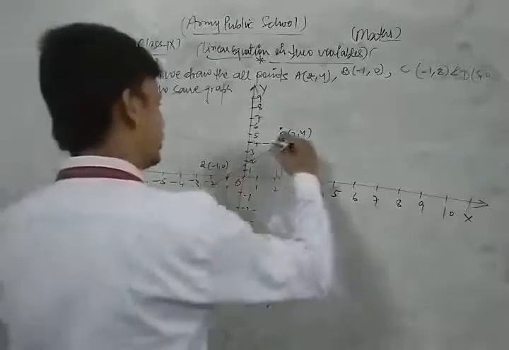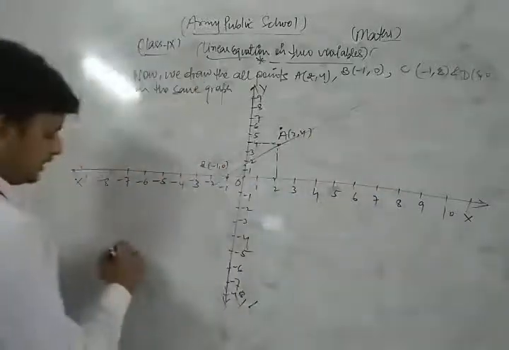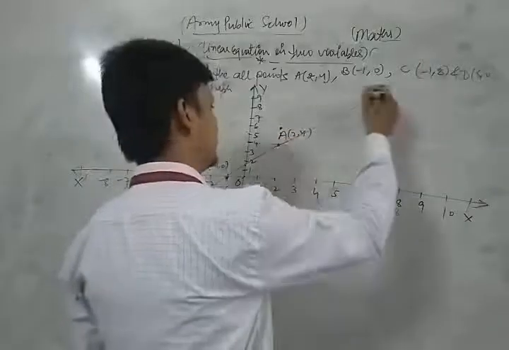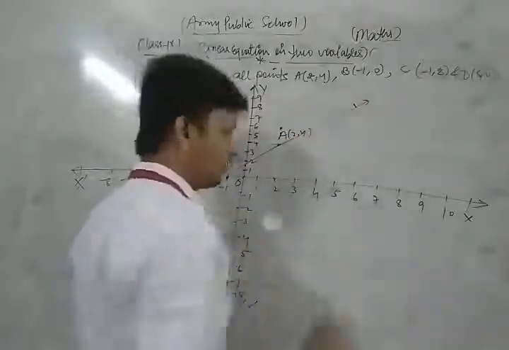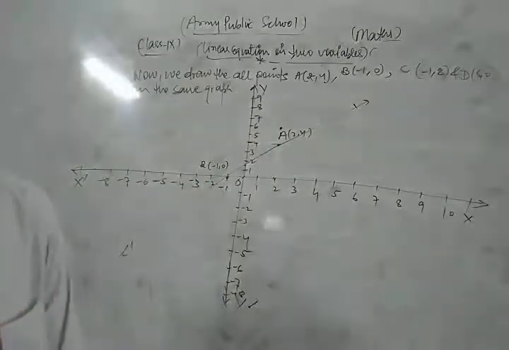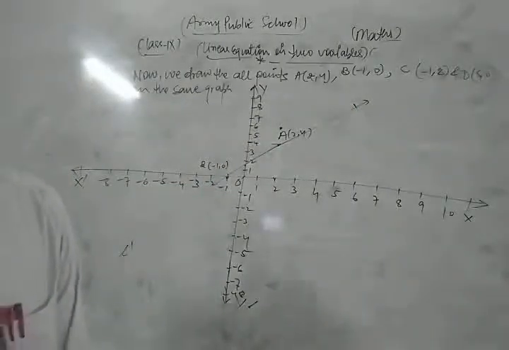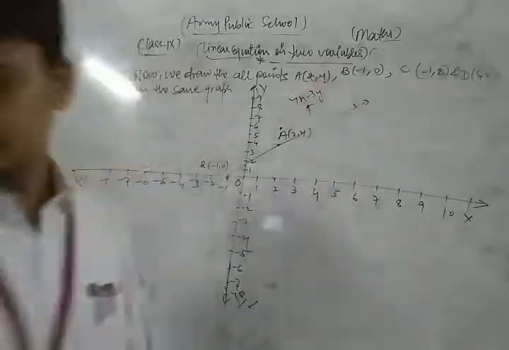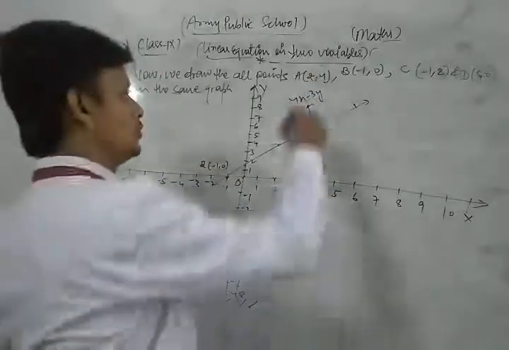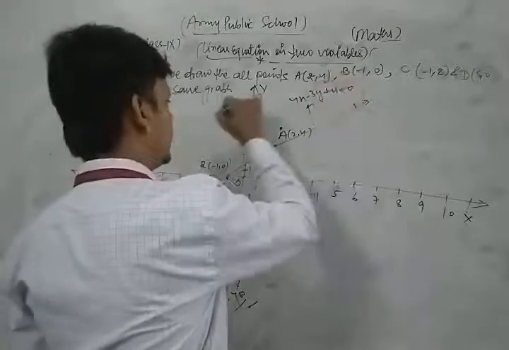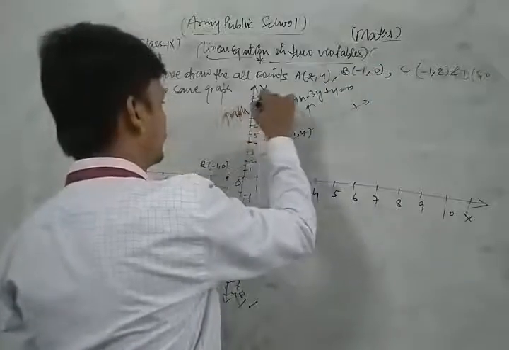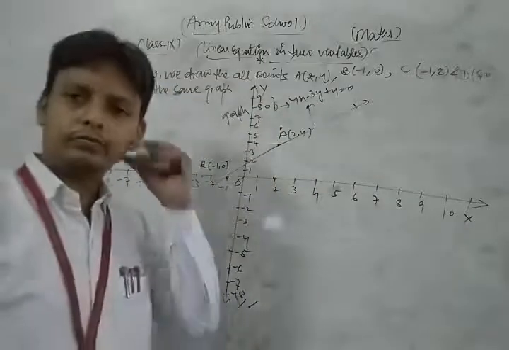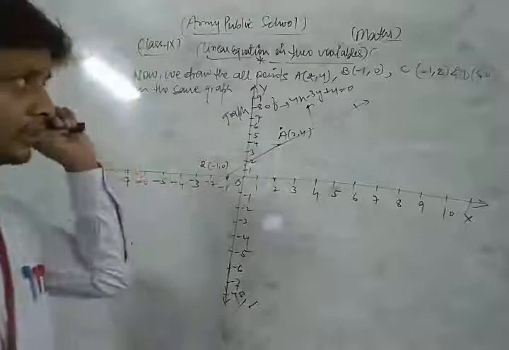Now we join them, and this is the graph of the equation of the first line, which is given as 4x minus 3y plus 4 is equal to 0. This is the graph of this line. Okay. Now we draw the other one.